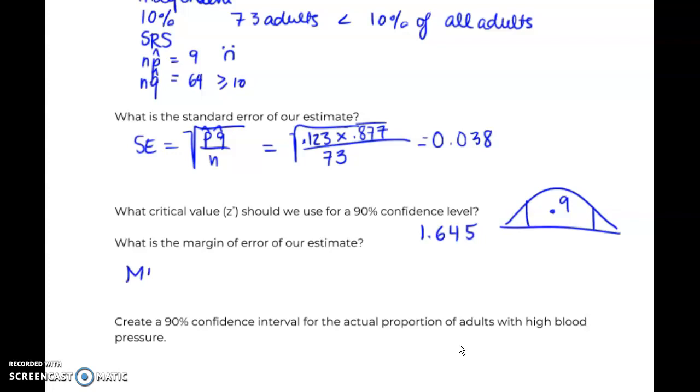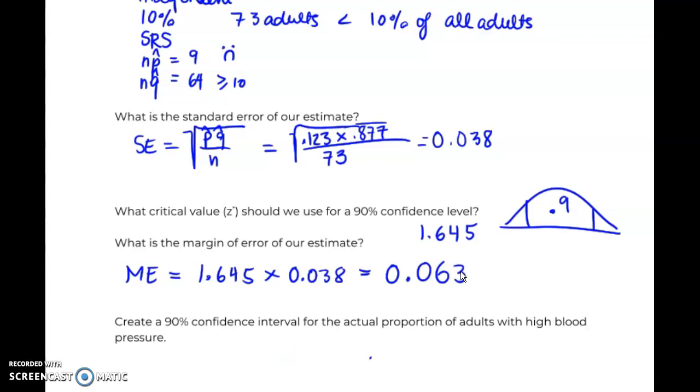So our margin of error is the product of our critical value times our standard error. And multiplying those together, 1.645 times 0.038 gives us a margin of error of 0.063.